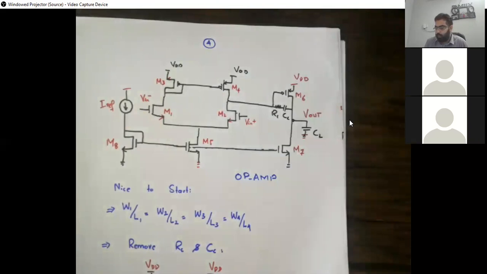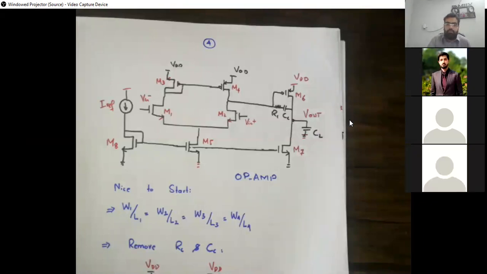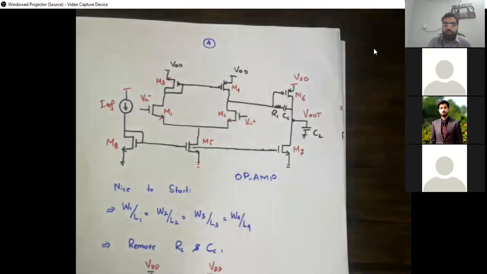First thing about this op-amp, how many stages are there in this operational amplifier? Stages in a sense of cascade. कितनी stages cascade हो रही हैं आप लोगों के ख्याल से? 2. There are 3 stages. 3 stages. Okay. Anyone else want to say something? 2 stages perhaps.